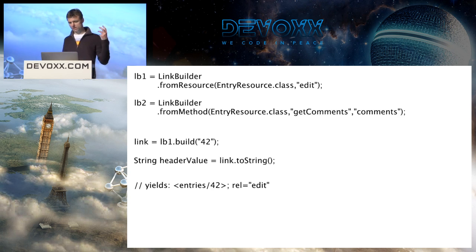You can supply a resource class or resource class and method, and you also supply the link relation, in this case edit or comments. And this will create you in the same way link objects with the pre-filled information based on the URI builder internally and the link relation value. So you could build that, extract a header value, and this would yield a string suitable for putting it into an HTTP link header.